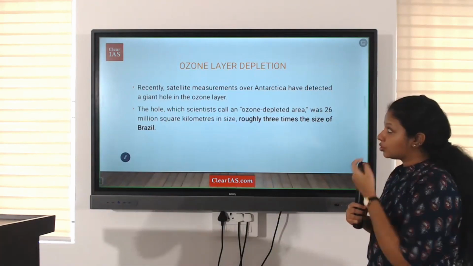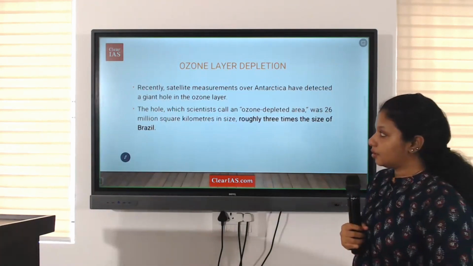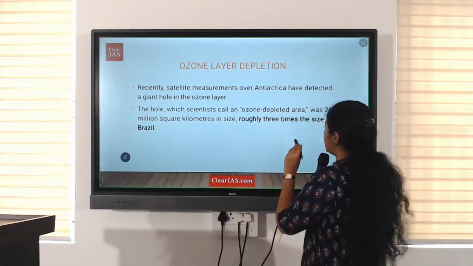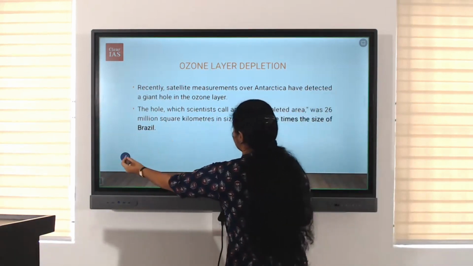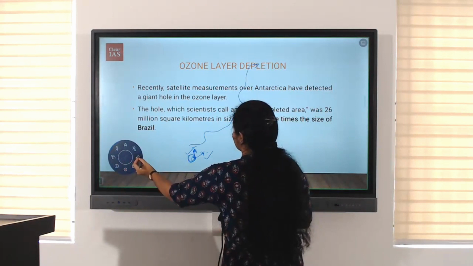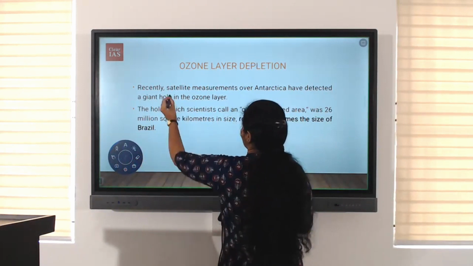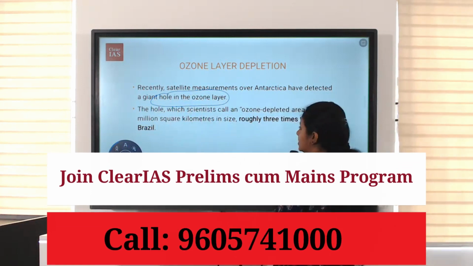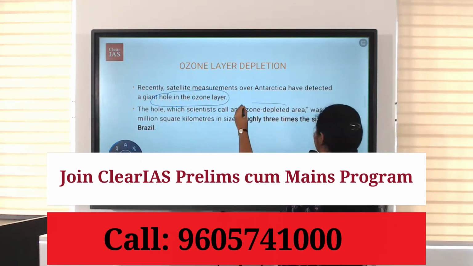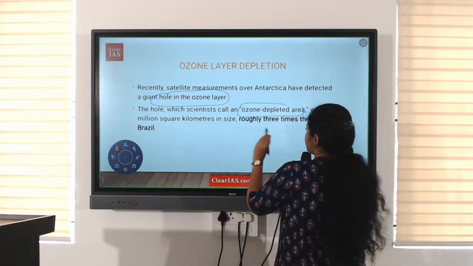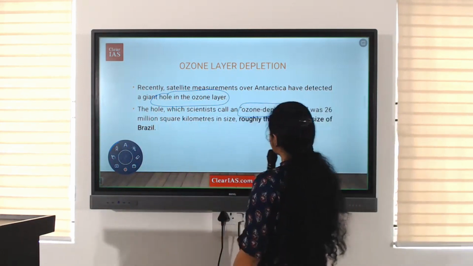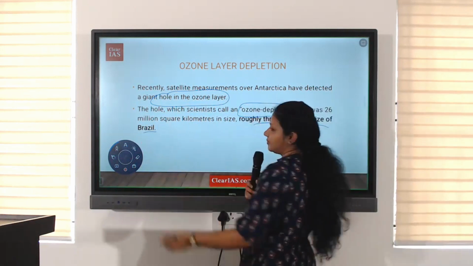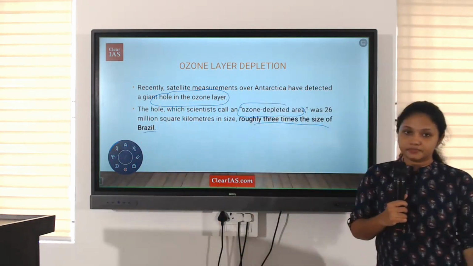First one is ozone layer depletion. Recently, satellite measurements over Antarctica have detected a giant ozone hole in the ozone layer. The hole, which scientists called an ozone depleted area, was 26 million square kilometers in size, roughly 3 times the size of Brazil. That is a huge one.